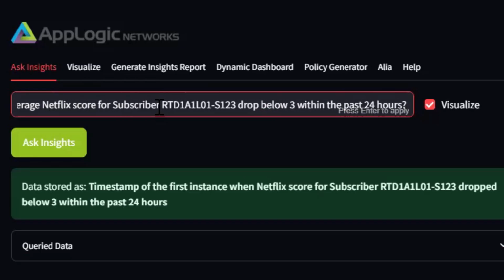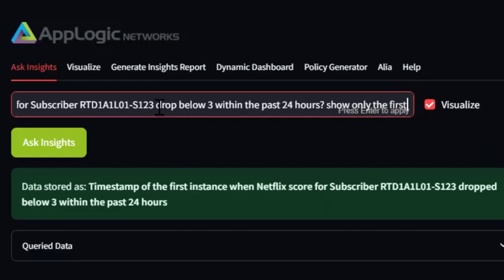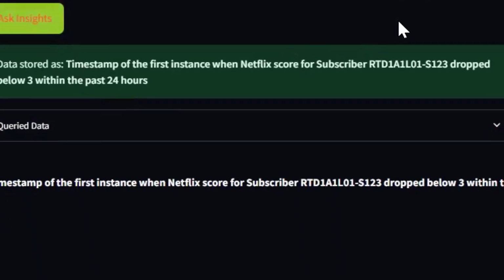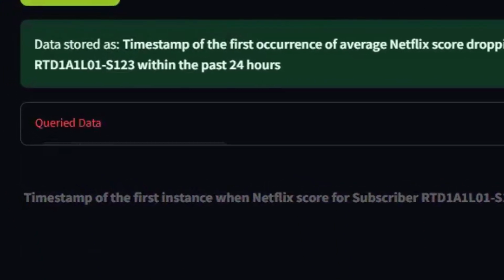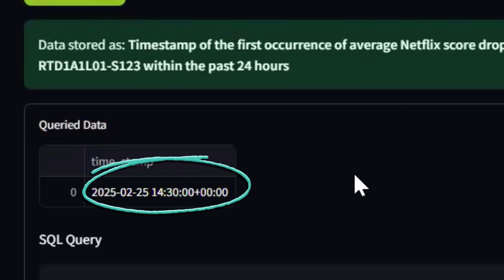We can type in the question in natural language, right? When did the average Netflix score drop for that particular subscriber? And then, of course, we can ask the AI analyst to tell us when that occurred. So in this particular case, as we look at it, the issue occurred at 2:30 or 14:30 military time.